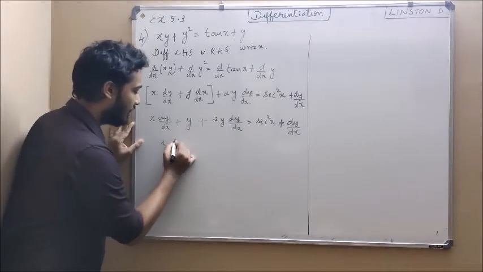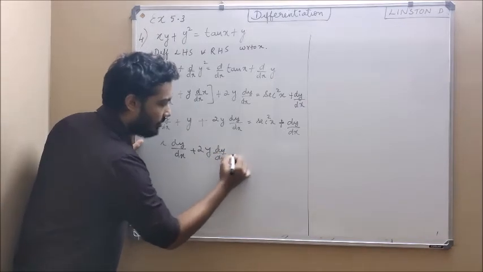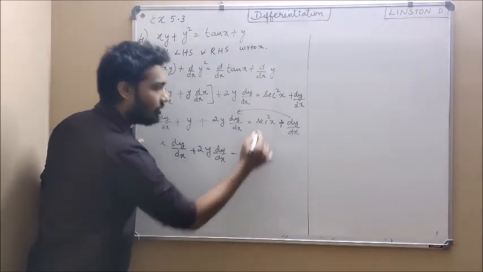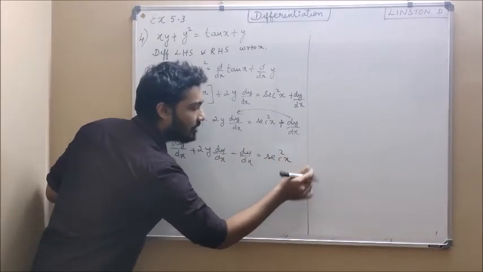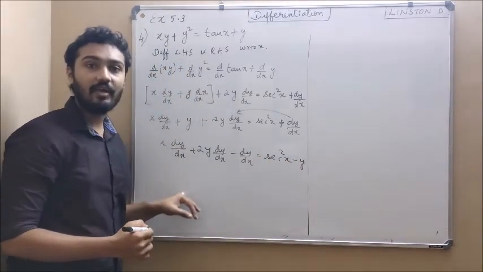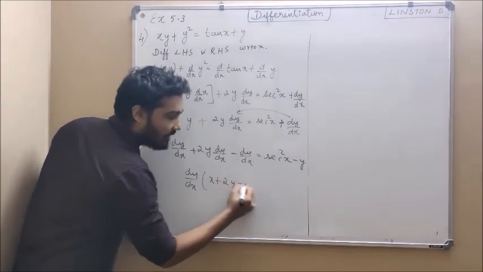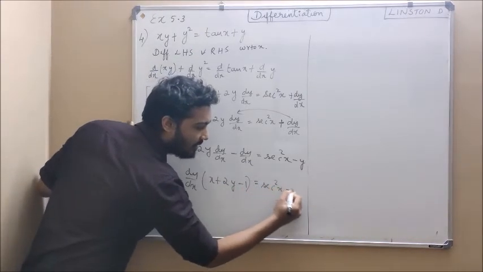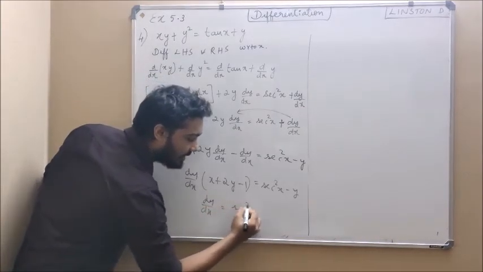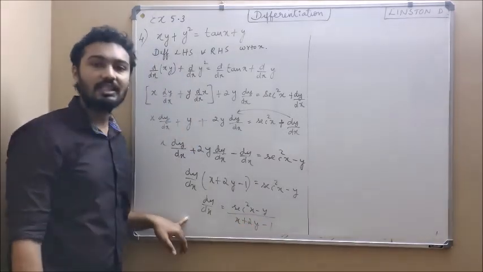So x dy by dx plus 2y dy by dx minus dy by dx. Take this one to the other side, which is equal to secant square x, and take this to the other side, minus y. Now in the left side, take dy by dx common. So what you get? dy by dx into x plus 2y minus 1 equal to secant square x minus y. So dy by dx equal to secant square x minus y divided by x plus 2y minus 1. So this is the answer.